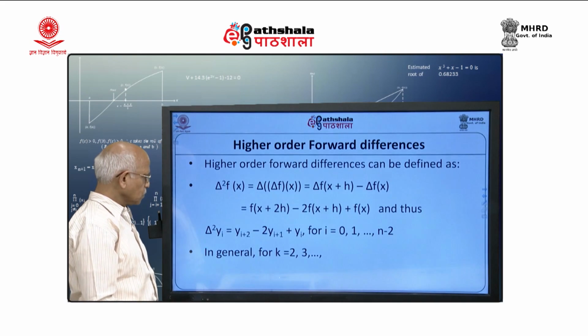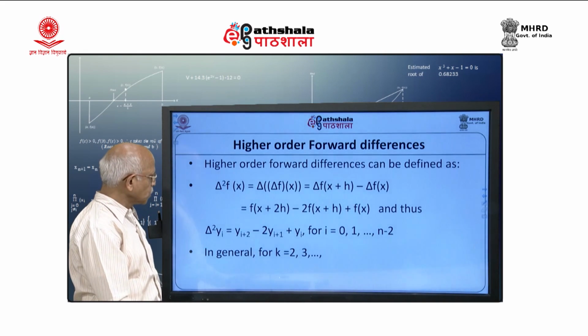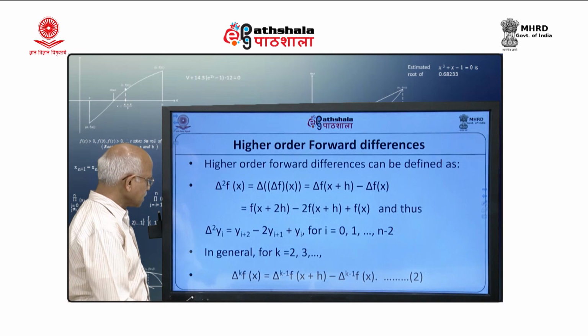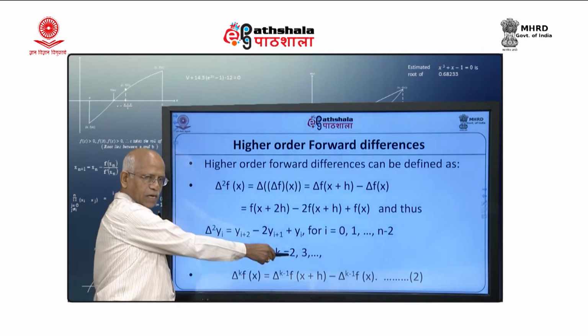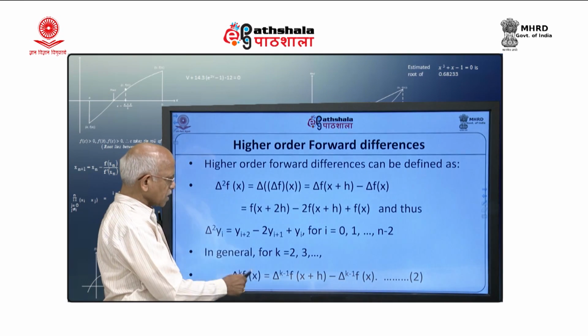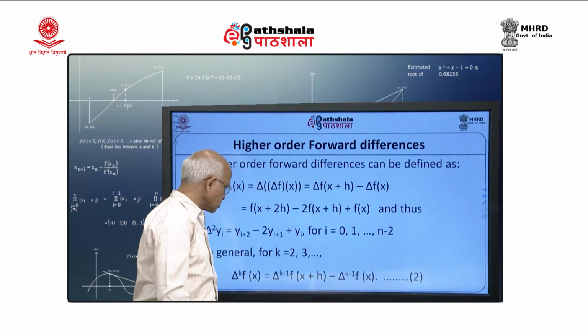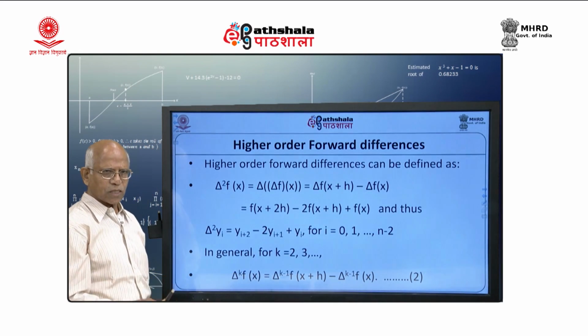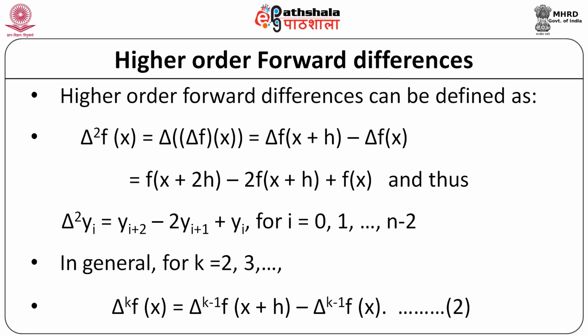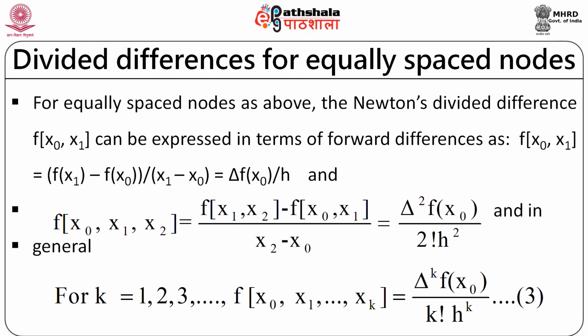In general, for k equal to 2, 3 onwards, we can say that delta^k f(x) is the same as delta^{k-1} f at x+h minus delta^{k-1} f at x. So, as if the delta operator is operating on delta^{k-1} f. So, this is your general formula for the kth forward difference.